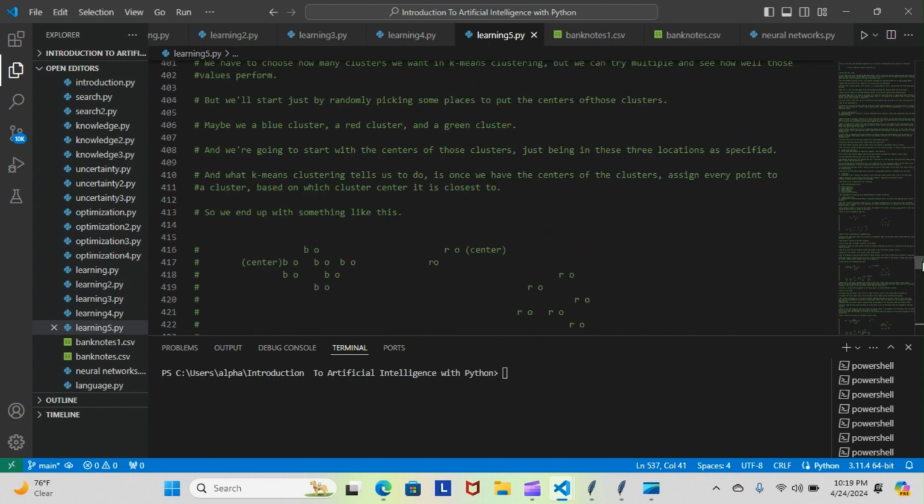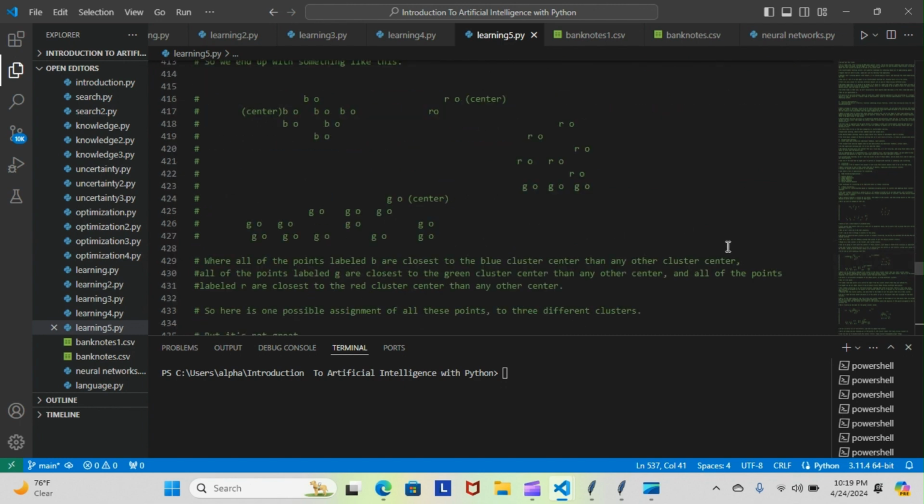What k-means clustering tells us to do is, once we have the centers of those clusters, assign every point to a cluster based on which cluster center it is closest to. So we end up with something like this. We have the center of our blue cluster here, the center of our red cluster here, and the center of our green cluster here. All of the points labeled B are closer to the blue cluster center than any other cluster center. All of the points labeled G are closer to the green cluster center than any other cluster center. And all of the points labeled R are closer to the red cluster center than any other center. So here's one possible assignment for all of these points.